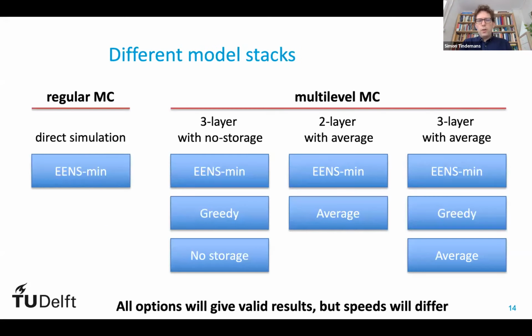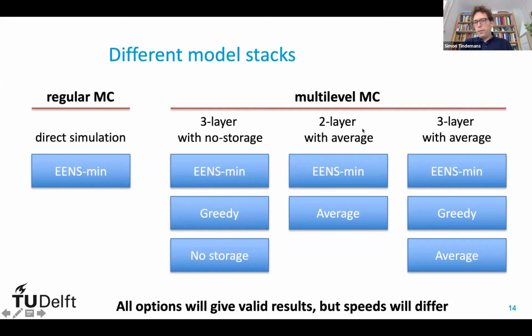Okay, so I'm going to compare some results now in the next slide between 4 different configurations. And they're drawn here. There's a little bit of information to take in. Vertically, you have the various model combinations I look at. Now you see for all of them, the EENS minimizing dispatch strategy is at the top. That's the model we want to know. So what we can do is regular Monte Carlo on the left, which is directly only sample from this model.